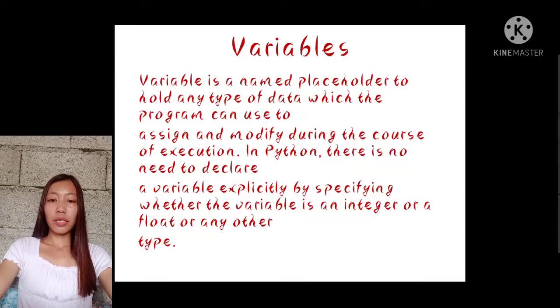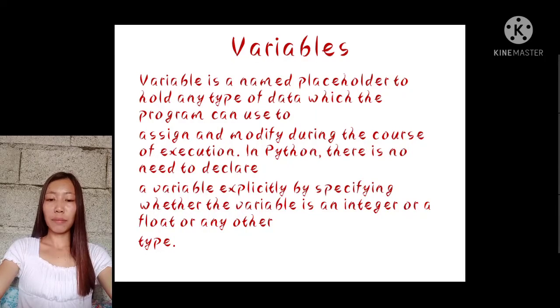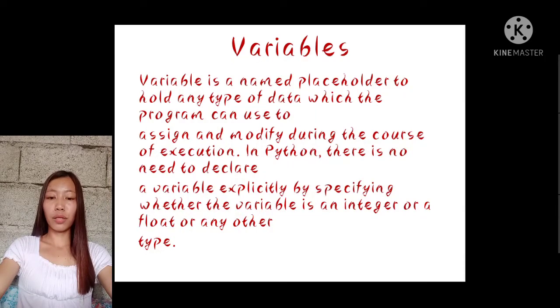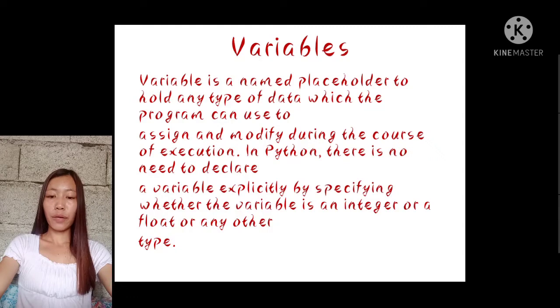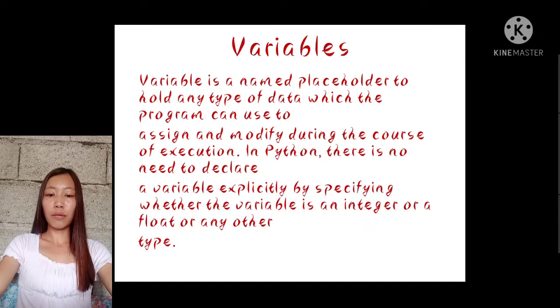Next is variables. A variable is a name placeholder to hold any type of data which the program can use to assign and modify during the course of execution. In Python, there is no need to declare a variable explicitly by specifying whether the variable is an integer or a float or any other type.